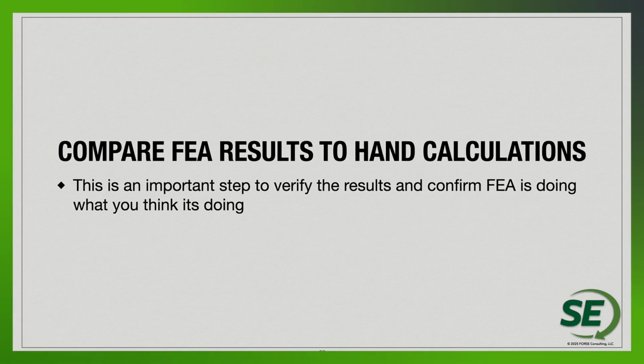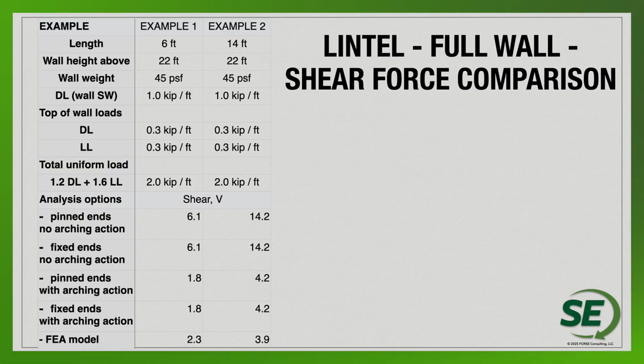One of the things that I think is really important: we looked at this with a finite element analysis, but I think it's also really important to look at what the actual hand calcs would be. What are the forces? What would they show you for the overall design? So again, looking at the two examples, example 1 with a 6-foot span, example 2 with a 14-foot span, all the same geometries for the wall and the loads.